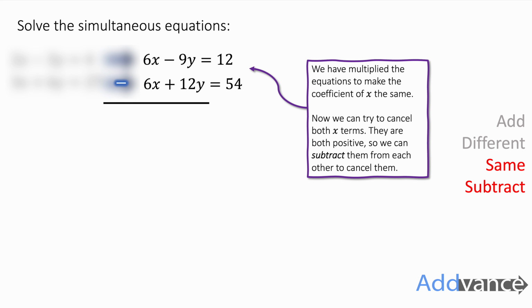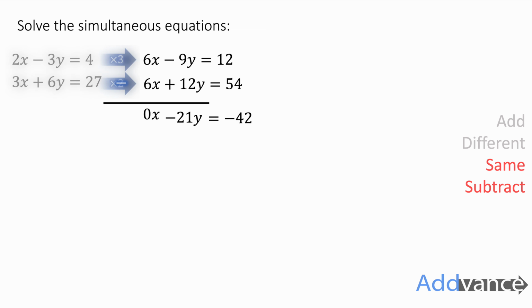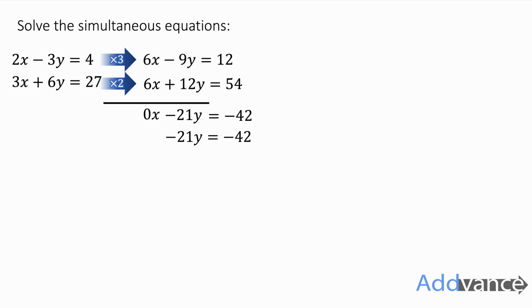So we subtract here, 6x minus 6x is 0x. Minus 9y minus positive 12y is minus 21y. Be very careful there, of course, because you are subtracting a positive 12y. You have to be careful with your minus signs as ever. And then finally, 12 minus 54 is minus 42. We simplify, we get minus 21y equals minus 42. Divide by the minus 21, and we get y is equal to 2.